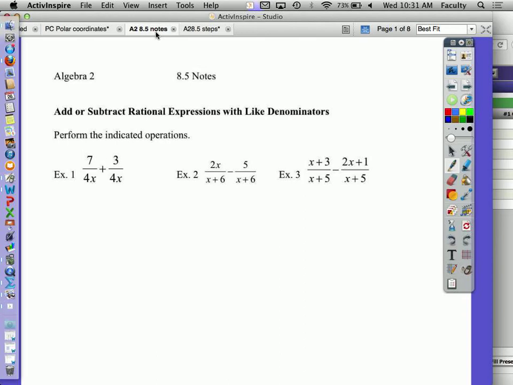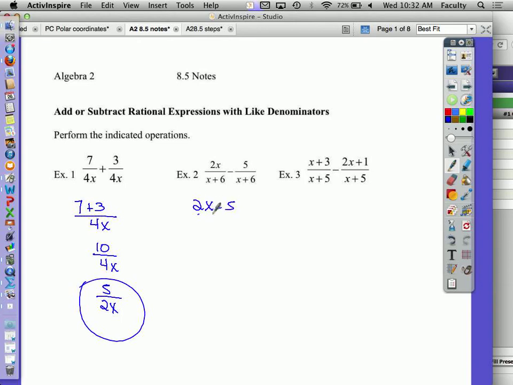Well, it'll get a little challenging here, but let's go ahead and look at my notes. And we're going to start off super easy and build up steam. What if you have like denominators? For the most part, this is pretty easy. This just becomes 7 plus 3 over the common denominator. We reduce all fractions. So that's 5 over 2x. In example 2, this is 2x minus 5 over x plus 6. I cannot cancel the x's because they're terms.